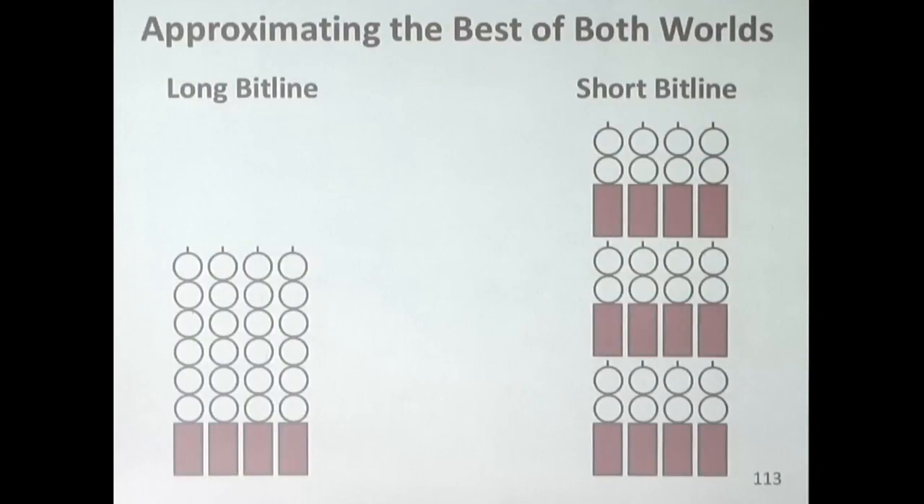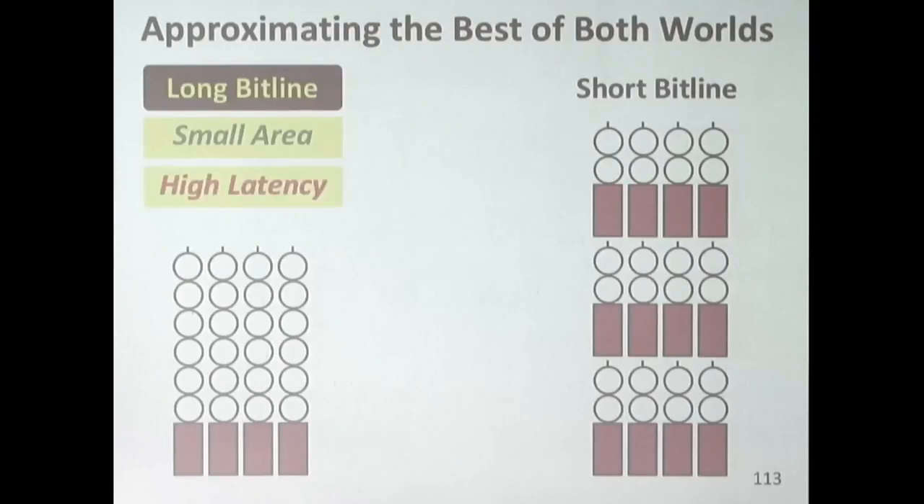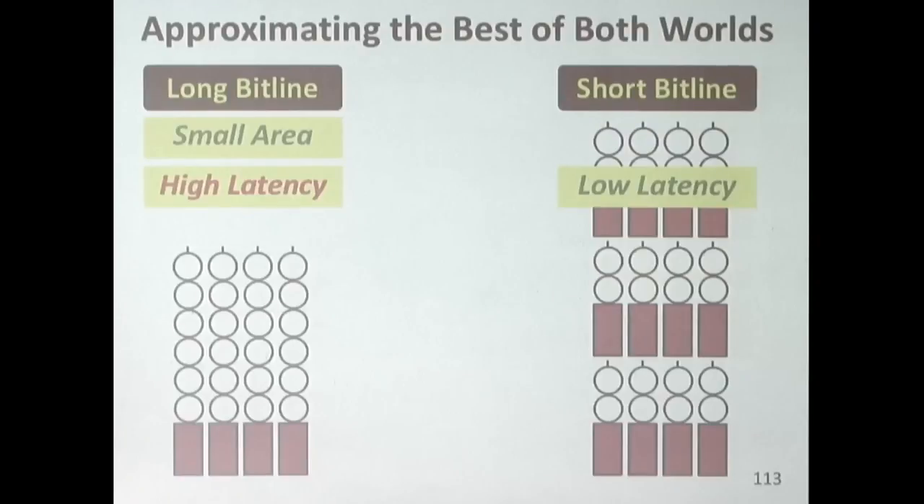And that's the idea of what I'm going to describe. And this is one of your readings. Part of it is required, part of it is not required, but you can always review it. So clearly, we have a trade-off. Long bit line is small area, but high latency. Short bit line is low latency and large area. You can see greens and reds.